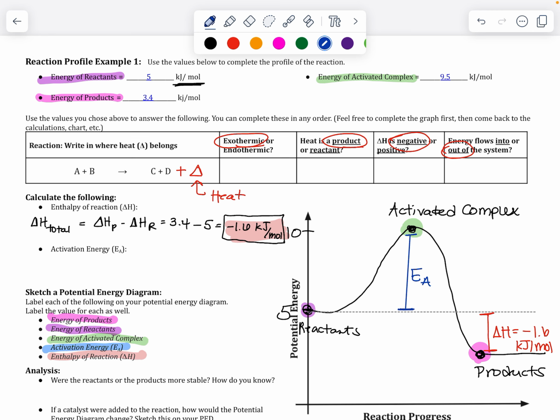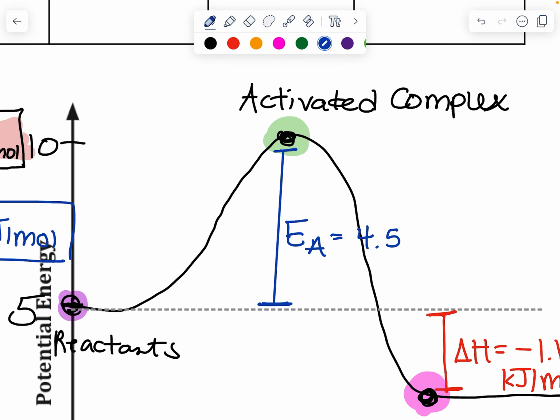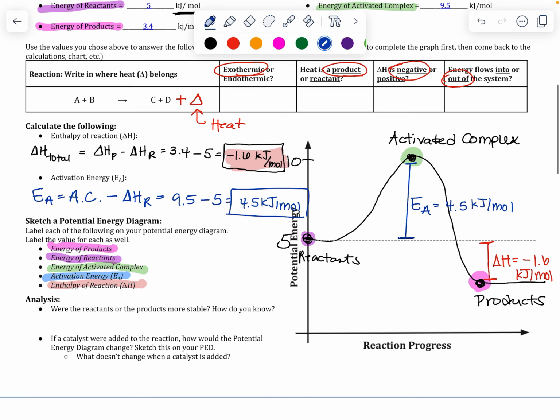And then finding my activation energy. Well, your activation energy is going to be your activated complex minus the energy of your reactants, because we're looking at how much energy it takes to get from here to here. So we're going to do activated complex minus reactants. And so my activated complex is 9.5 minus my reactants 5, 4.5 kilojoules per mole. With that, if I want, I can write that here. Your activation energy is always going to be positive. So I have those filled in.